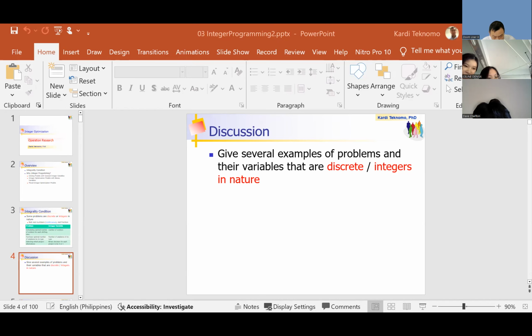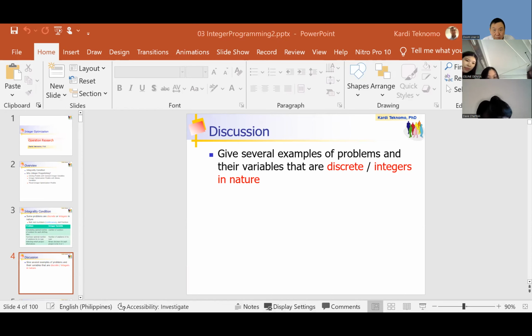Two more. Come on. How about inventory? Inventory, is it discrete? Yeah, like the number of stock. The number of stock can be discrete, yeah? The number of pages can be discrete, yeah?